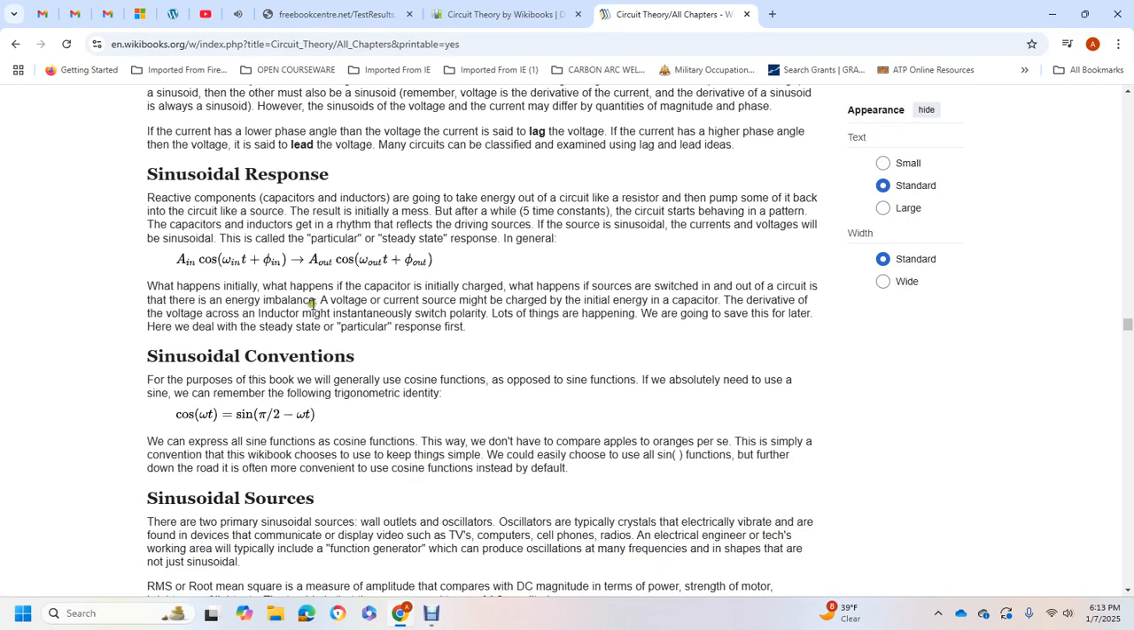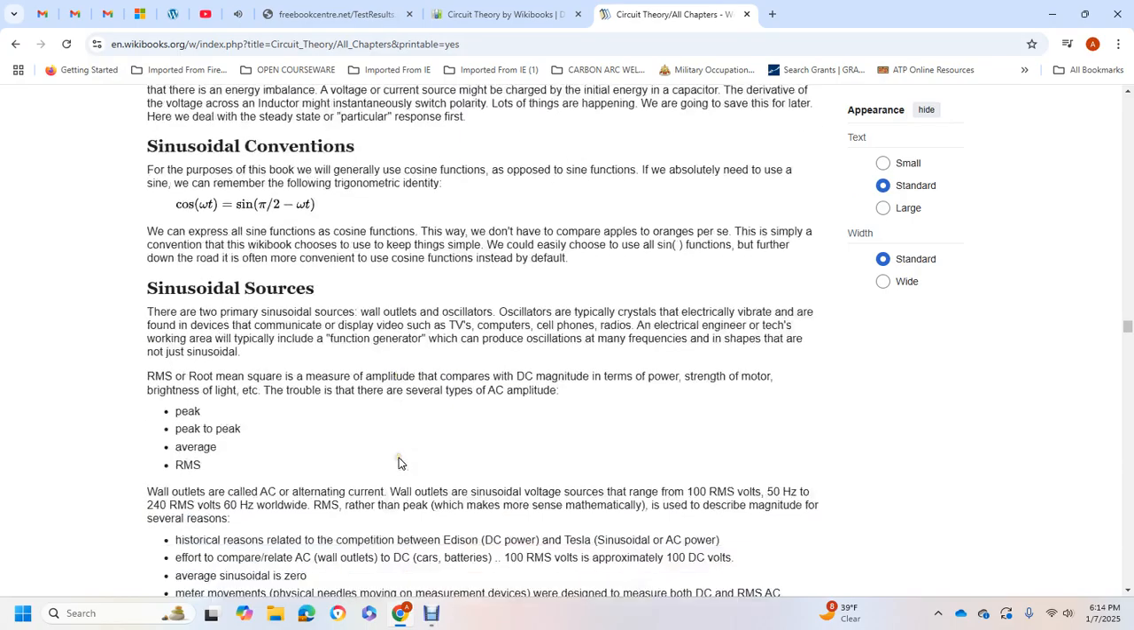First, sinusoidal conventions. For the purpose of this book, we generally use the cosine function as opposed to the sine function. Cosine of omega t equals sine of omega t plus pi over 2. The phase function works this way either way, and the convention does not change these things significantly. We could easily choose to use all sine functions, but further down the road it is more convenient to use cosine functions instead.